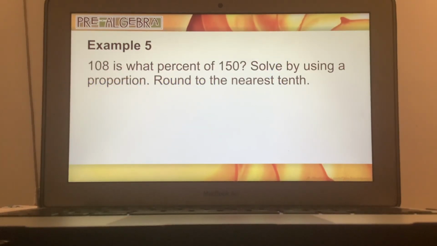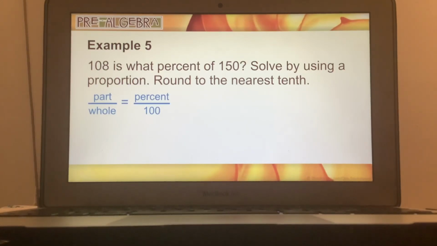Now, the next example, let's take a look at this, okay? 108 is what percent of 150? Solve by using a proportion. So now, we're not going to use the percent formula, but we're going to use the proportion. The part over the whole is equal to the percent over 100.